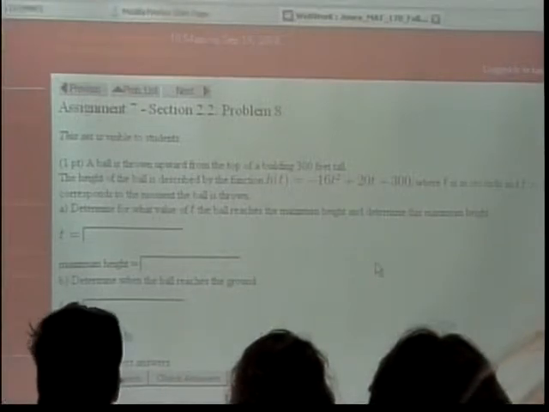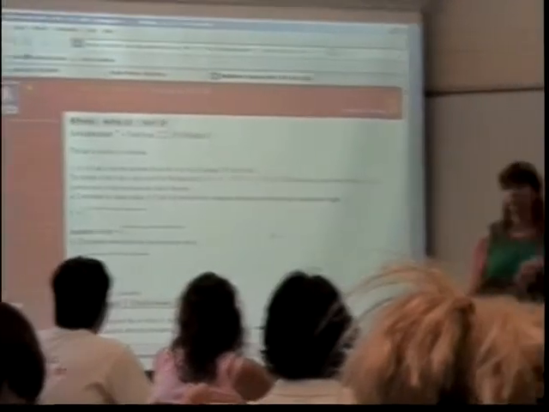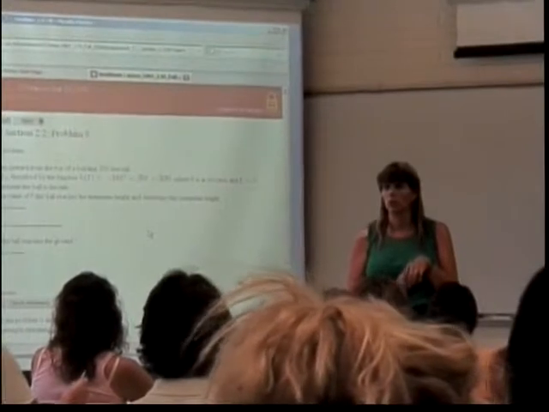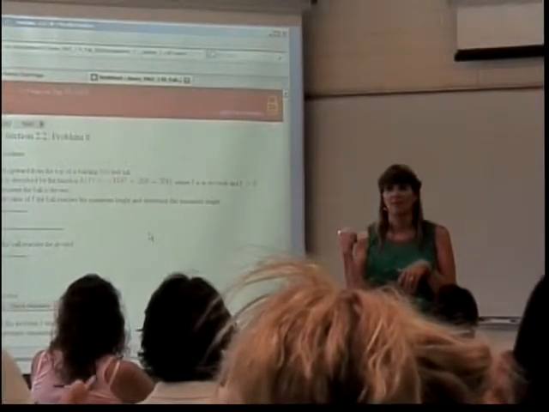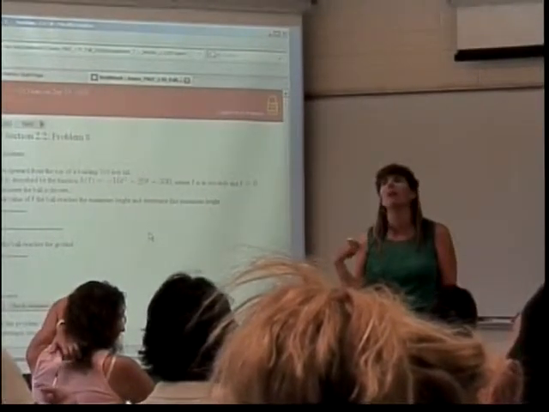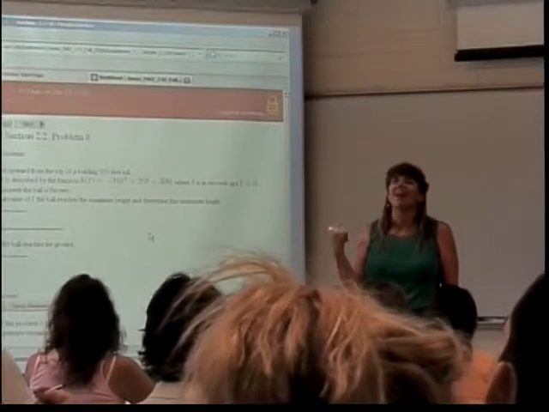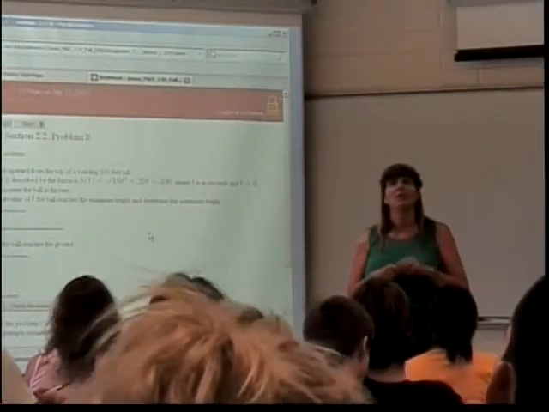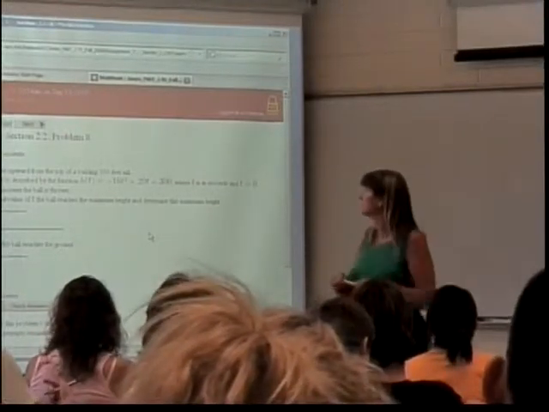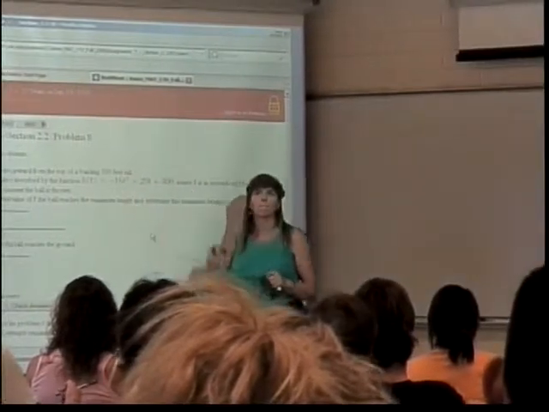I'm going to bet one of them is negative and the other one is positive. Which one do you use in your answer? The positive one, because time can't be negative. Okay, so you just set it equal to 0 and do a quadratic? Yep.